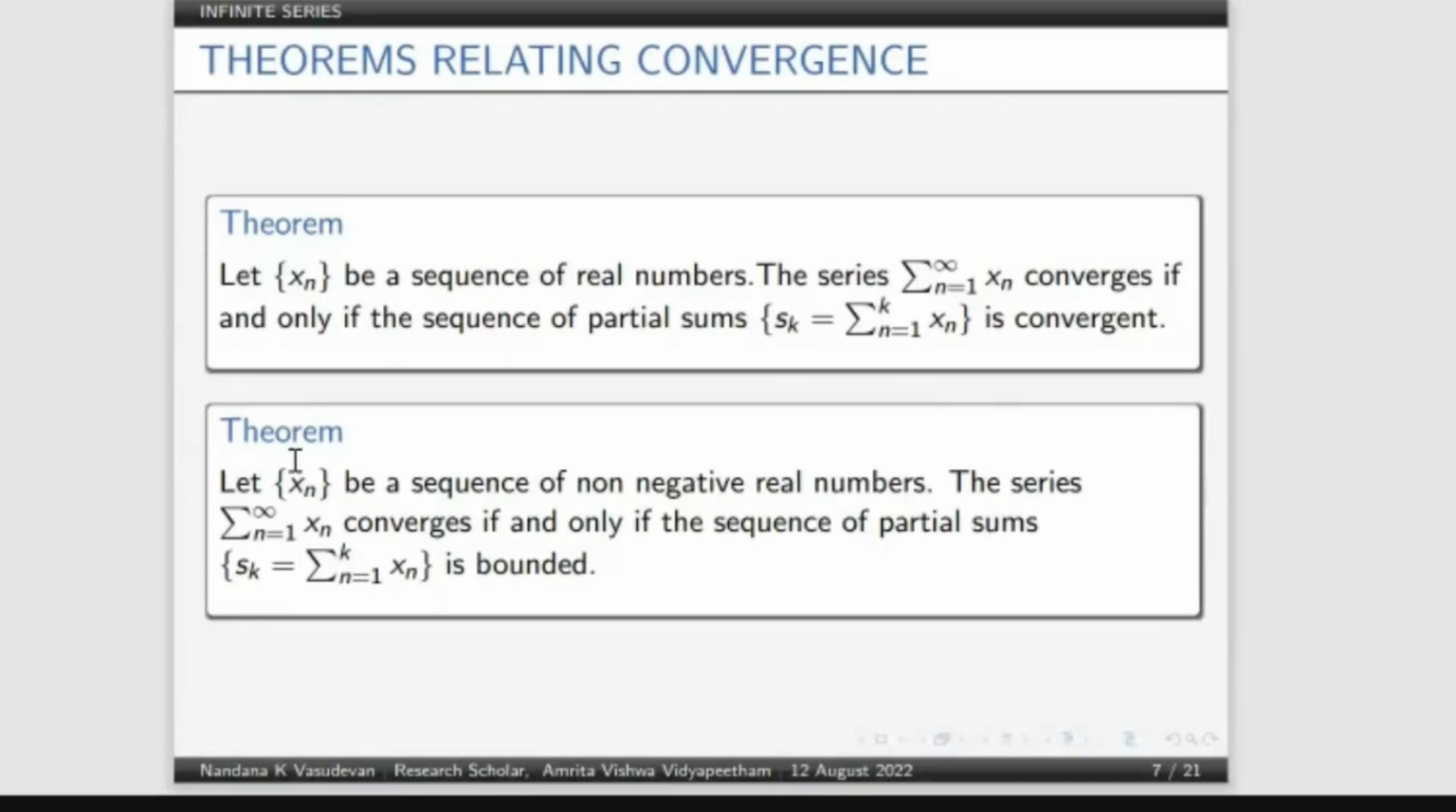And coming to the second theorem, we are making some more adjustments to the sequence that we have taken. Like previously we said that xn was a sequence of real numbers. Now we are making it a little more stronger by taking non-negative real numbers, right? So if xn is a sequence of non-negative real numbers, then I can say that the series converges if and only if the sequence of partial sums is bounded. That is, it is somewhat relaxed. Once I am making the condition on one side stronger, the condition on the other side is relaxed. So it is not required that the sequence of partial sums is convergent. It is enough that it is simply bounded. So those are two theorems relating to convergence.